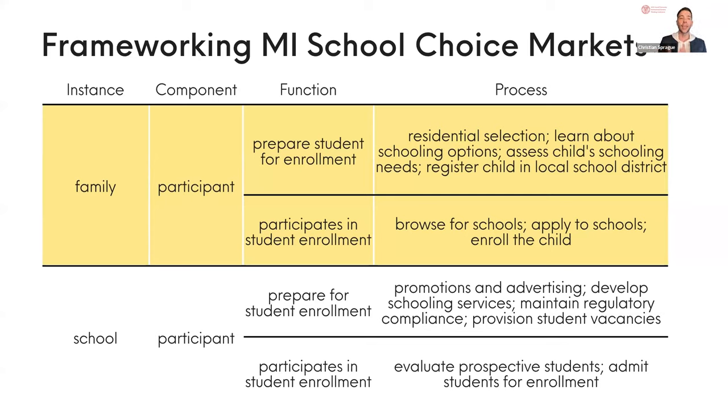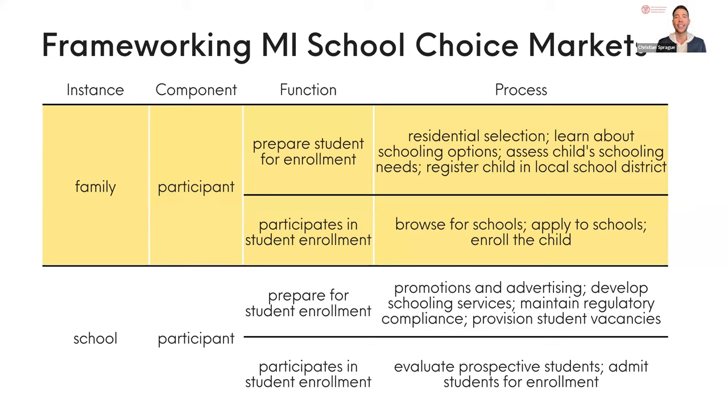So how do they prepare their student? Well, they have to select their residential location, which is within a neighborhood. You can think about that as a site. They need to learn about the schooling options through all the different websites. They need to assess their child's schooling needs and evaluate what kind of education services are compatible. And then they need to register their child in the local school district, right? So they need to interact with regulators and regulations, making sure everything's kosher and in maintained compliance.